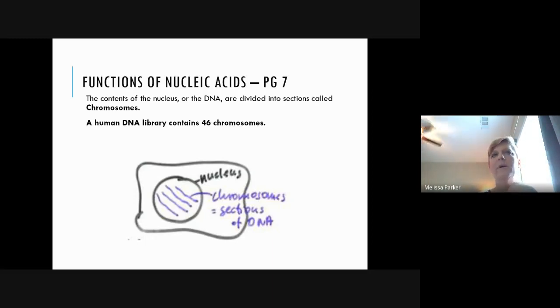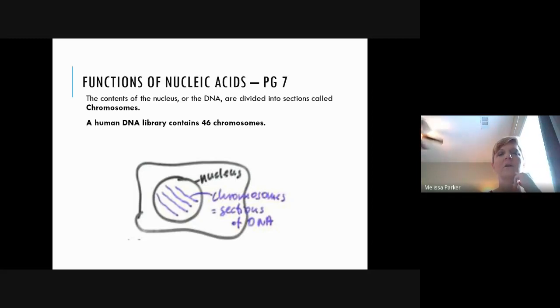And when you go to the library and you're trying to look for a book, it's very specific as to where they put those books, right? There's different sections. There's, you know, fiction, there's nonfiction, there's reference material, there's a science section. Well, our DNA is kind of divided up that way too. It's divided into very specific sections, and each of those sections contains a book, or it contains genes, right? So there's many books in these sections.